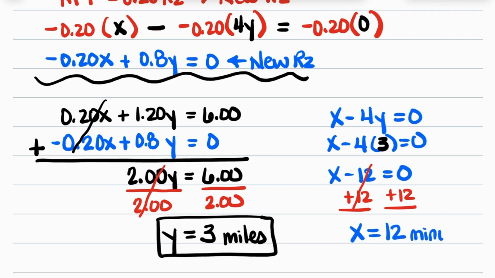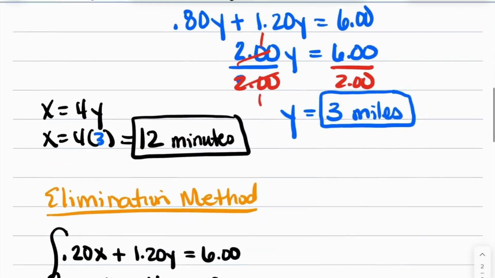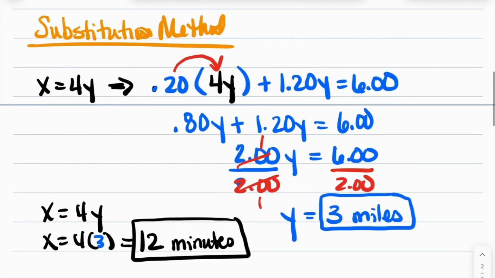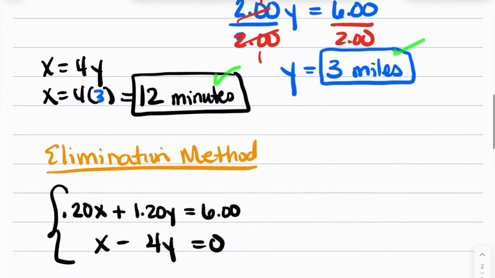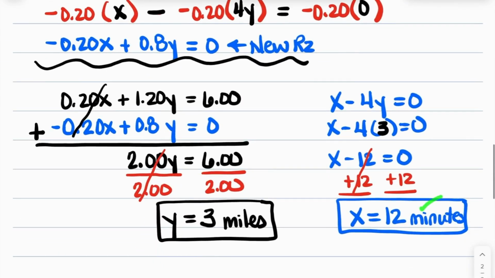And remember the x equals minutes. So regardless if you do the elimination method or the substitution method, you get to the same answer: 12 minutes, 3 miles.